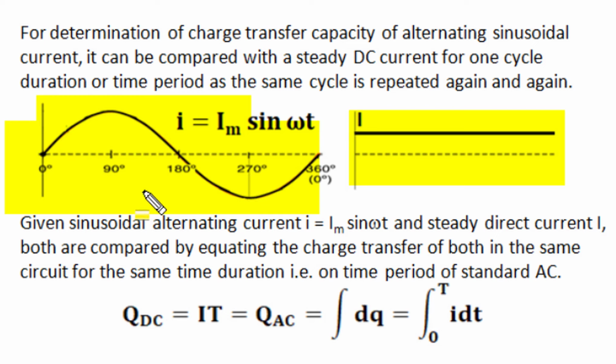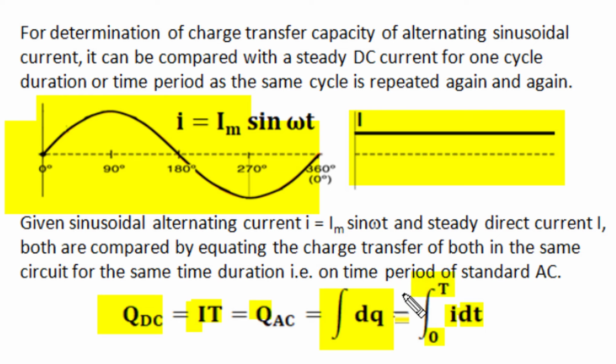So in one time period duration, steady DC current produces a total amount of charge transfer equivalent to the product of current and time. And for AC, instantaneous current i in a small time interval dt produces an elemental charge transfer dq, and the total charge transfer can be obtained by integration. For this one cycle, the integration starts from the 0 time instant and runs for one time period.